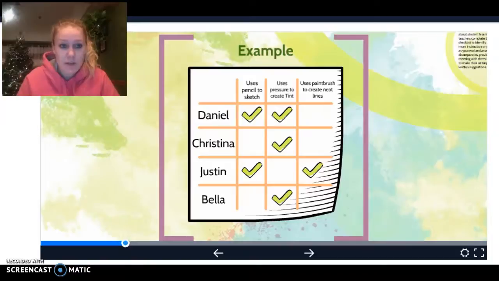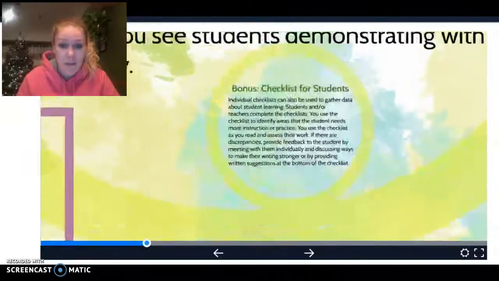This also helps the teacher make sure that their expectations are clear. If they can't quickly jot it down in a checklist, they probably need to reevaluate what they want their students to get out of the lesson.